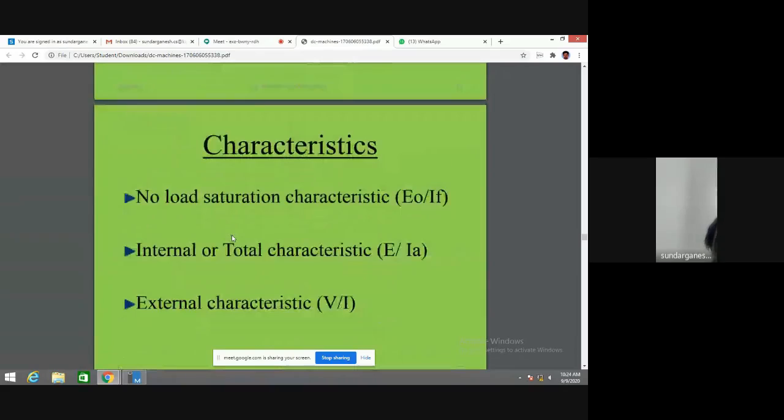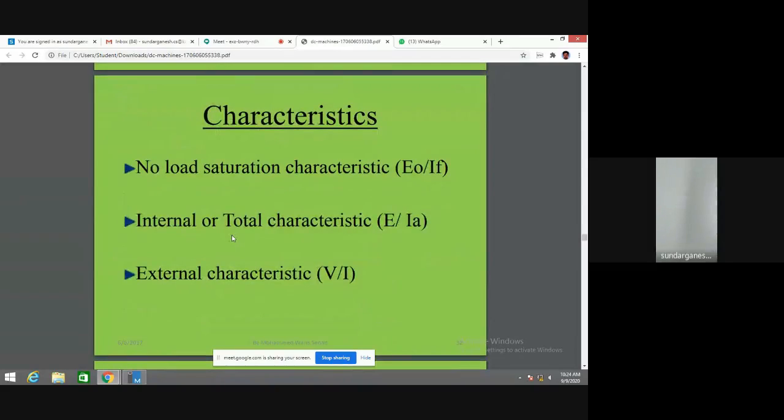Now the characteristics of a DC generator. First, no load saturation characteristics. What is it? I am not connecting any load, so it is called no load. I am increasing the field current, not keeping it constant. As the field current increases, the generated voltage also increases. It will reach a particular voltage, then it will be saturated. This graph is called the no load saturation characteristics.